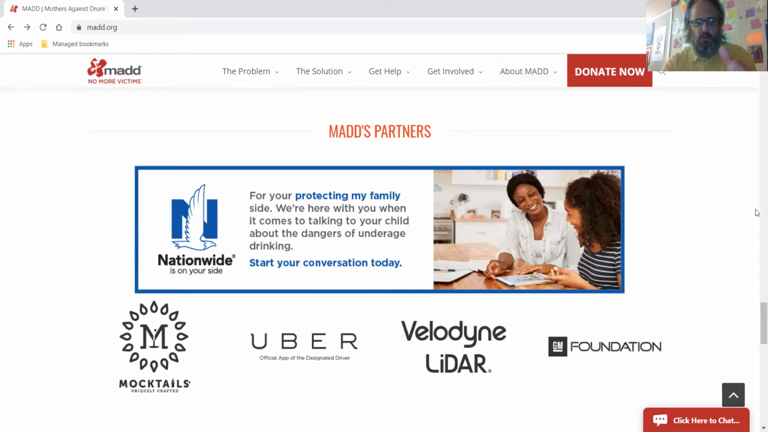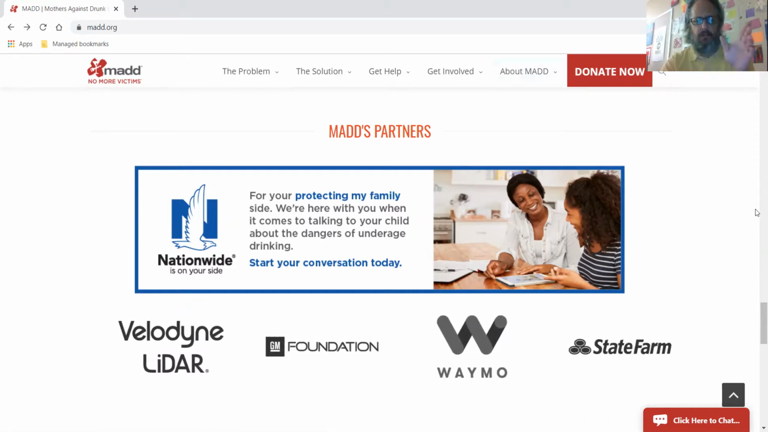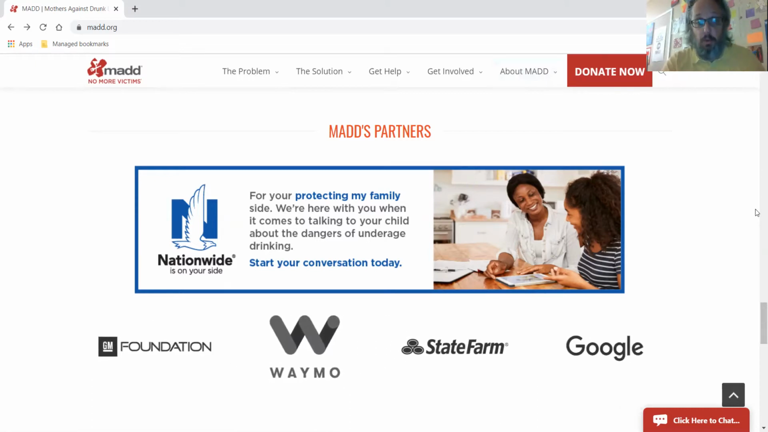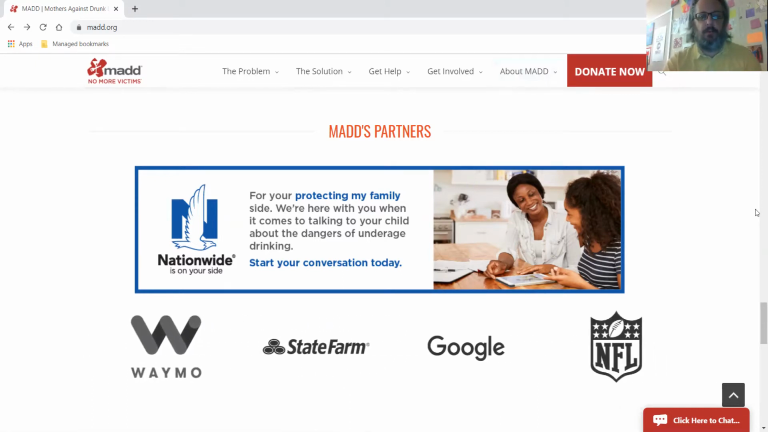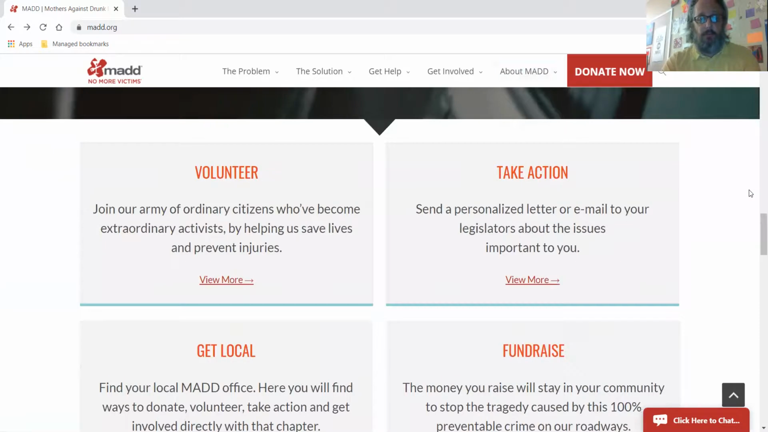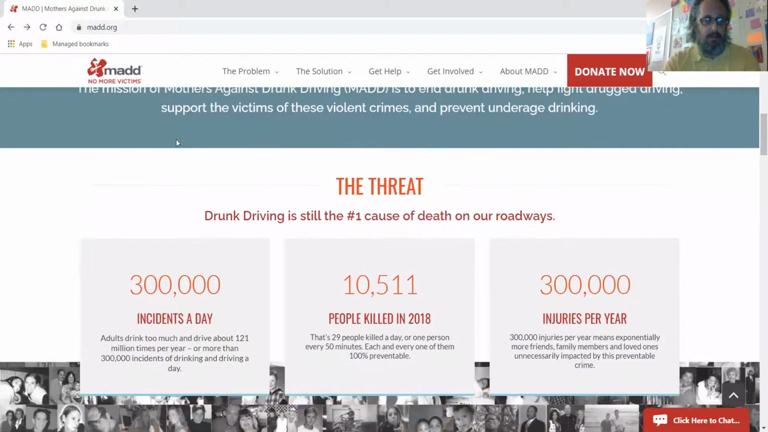I mean, you can see them scrolling by: GM and Uber and Waymo, and State Farm and Nationwide, and Google, right? So all of these companies that support them, NFL, that gives them a lot of credibility. This is one of the few places that you will see direct logos right here, the direct creation of logos.